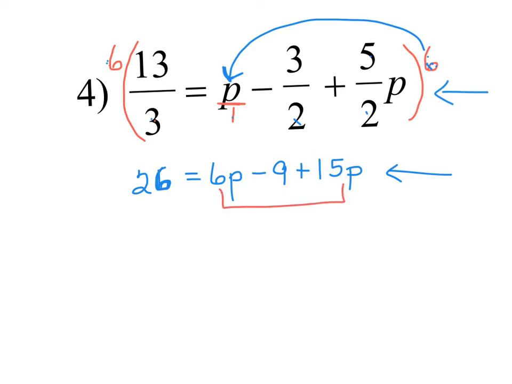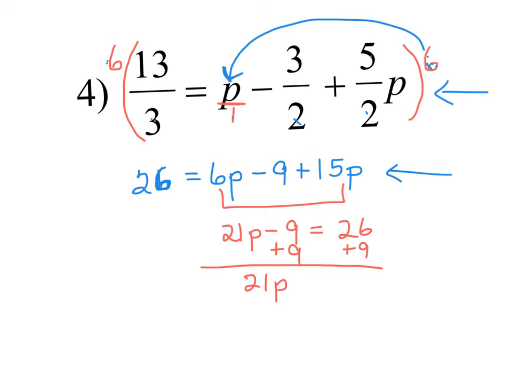All right, our like terms here, 6p and 15p would be 21p minus 9 equals 26. I'll write that 26 on the right this time, doesn't matter. And then I could add 9. 21p equals 35. And I'm going to divide by 21. So p equals 35 over 21, but I do want to simplify. I want to reduce my fractions as much as I can. Here's where knowing my multiplication tables comes in handy. Those are both divisible by 7. Divided by 7, I get 5/3.